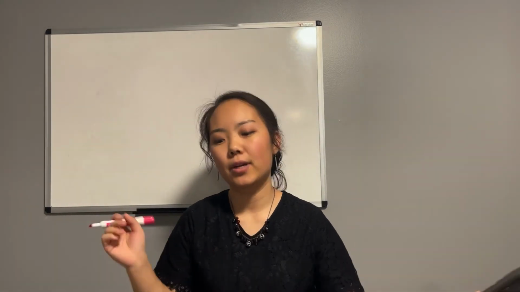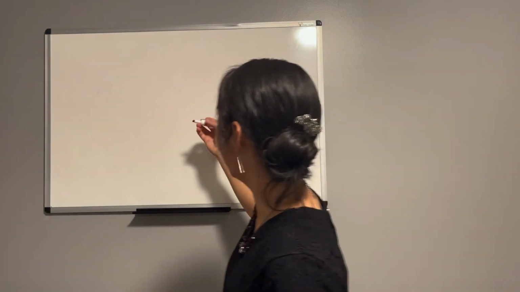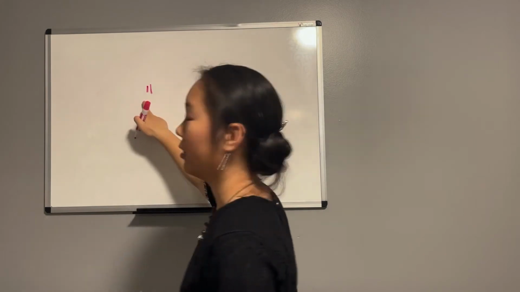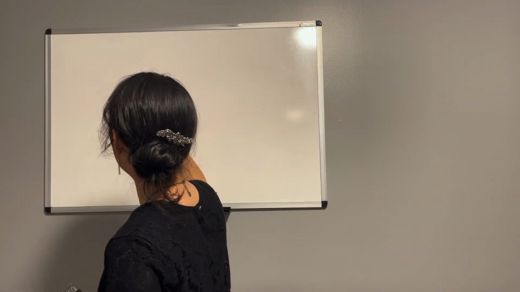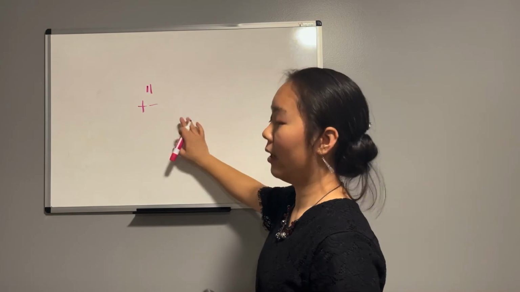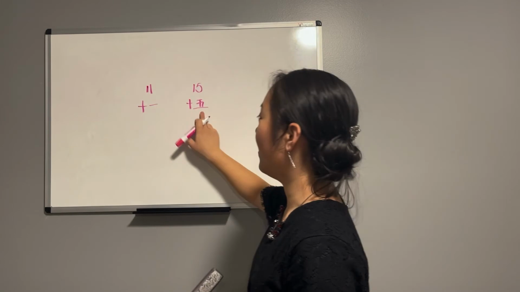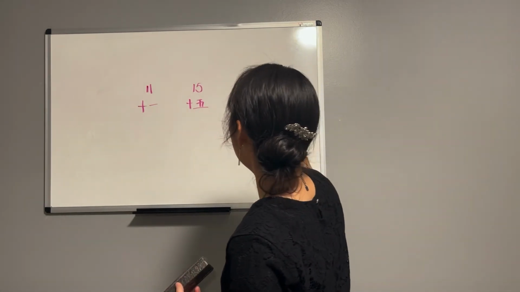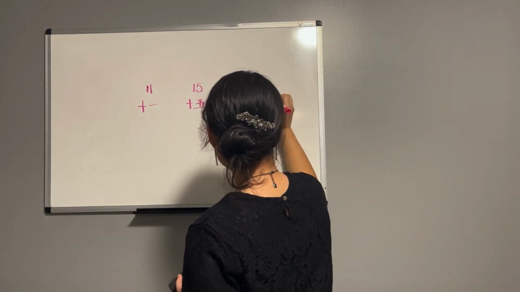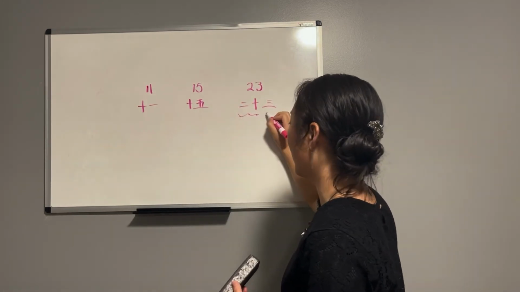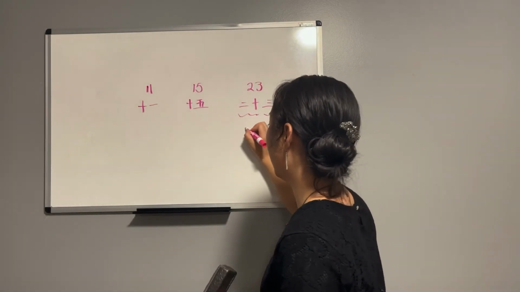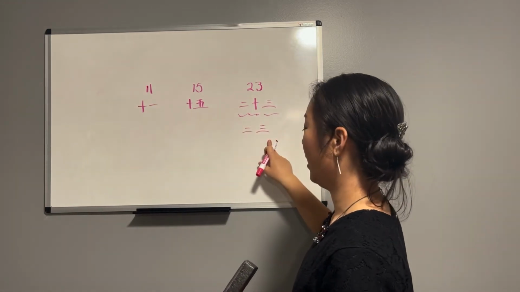Okay. Now you ask, what about in between, like 11, 15, 23. 11 is 10 and 1, right? So you would say 11, 10 and 1. And then 15, you would say 15, 10 and 5. And then for 23, you would say 23, 20, remember? And then 3. Or you can just say 23, that also works. It means 2, 3.